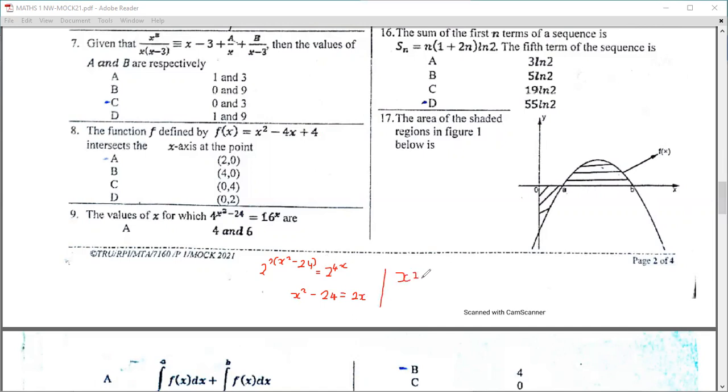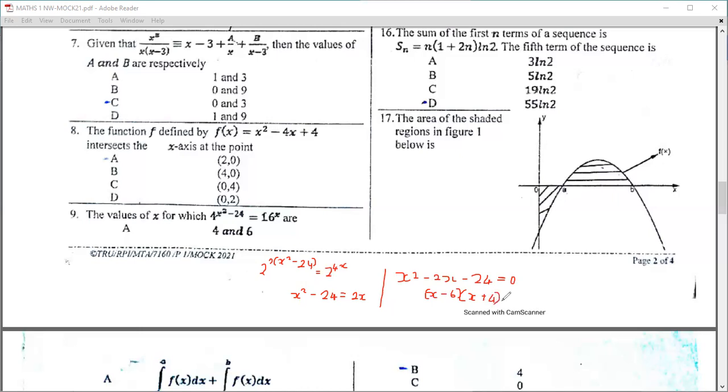So this quadratic can finally be equal to x squared minus 2x minus 24. And when you solve this quadratic equals 0, for the roots of this quadratic, when you factorize, actually, you have x minus 6 times x plus 4 equals 0. Or if you use another method, this is what you still have, x plus 4 equals 0.